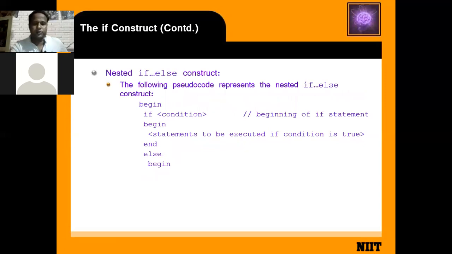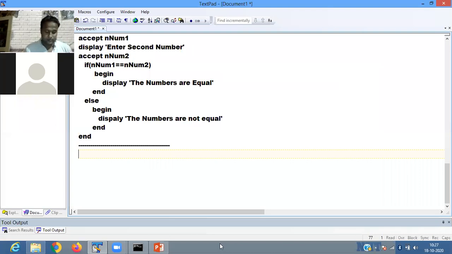Now we come to nested if else. The pseudocode represents the nested if else. Nested if else means in a condition you mention another condition. In one condition, if it is true, then you check another condition here. Like an if condition, you can write it this way. What is a nested condition?